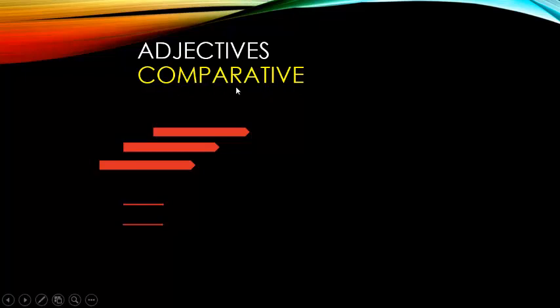Comparative, we mean by that we are comparing between two items, two persons, two objects. Maybe two groups, one group and another group. So comparative, we are comparing between two, whatever the two are. Very important to know this.